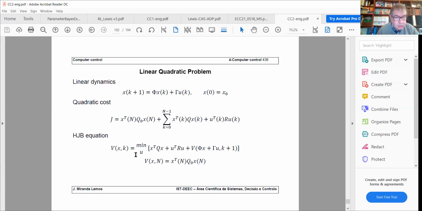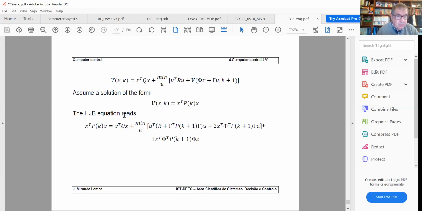is the minimization with respect to u of what? L of x of k, u of k, I'm omitting the k here, plus the value at time k plus 1. But the state at time k plus 1 is phi x of k plus gamma u of k, because of the model. So this is the equation that we want to solve with respect to v.